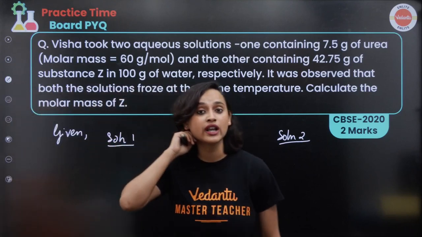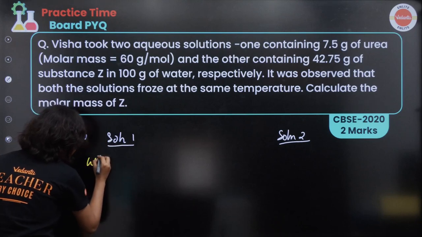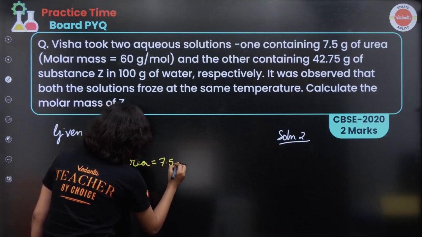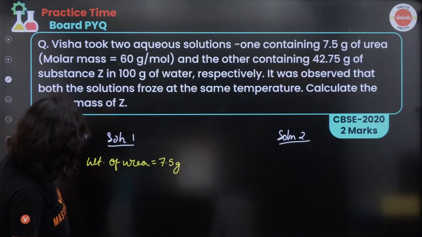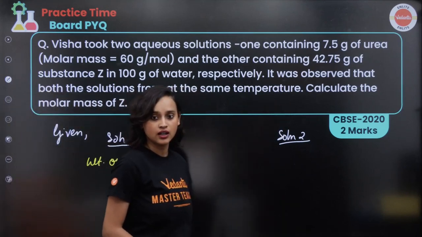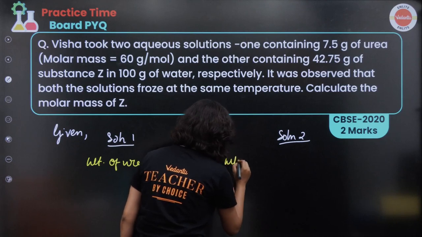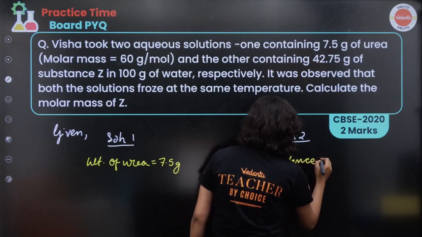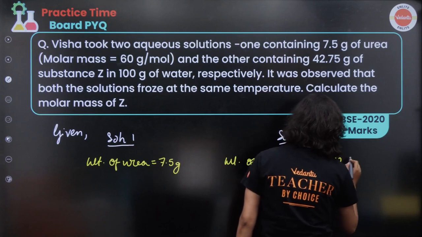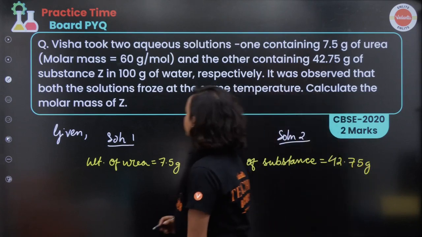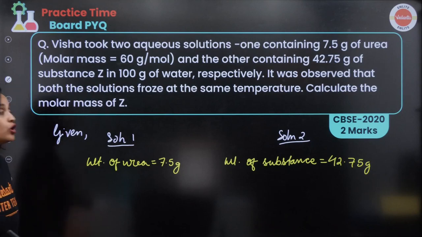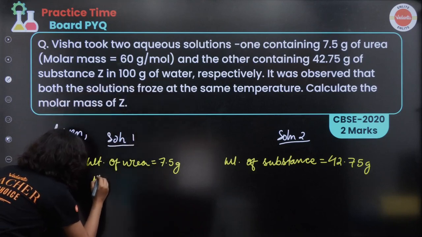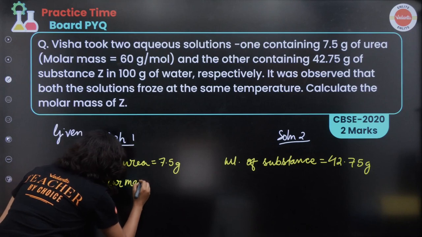So what is given to us? It is given that weight of urea is 7.5 gram. We are also given the weight of the other substance, weight of substance is given as 42.75. Next, what else is given? Molar mass of urea is given. So let's write that down. Molar mass.